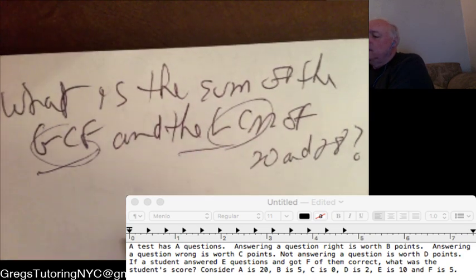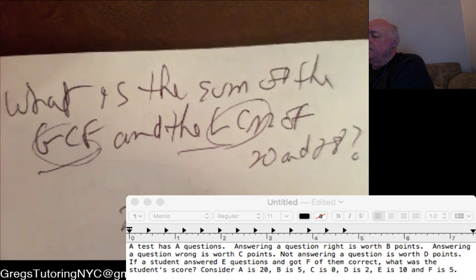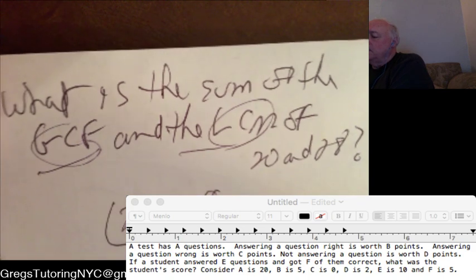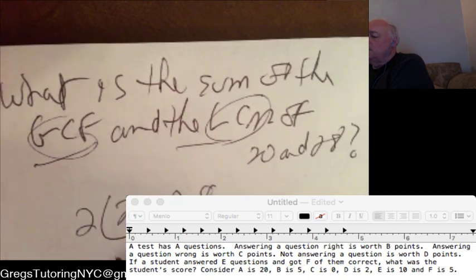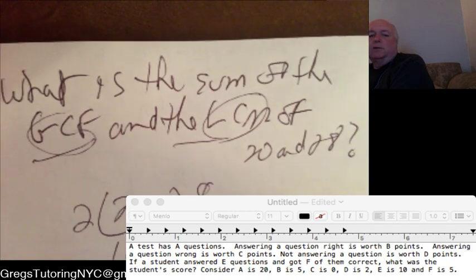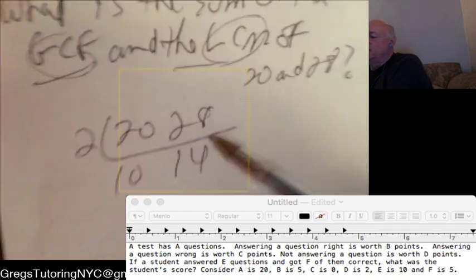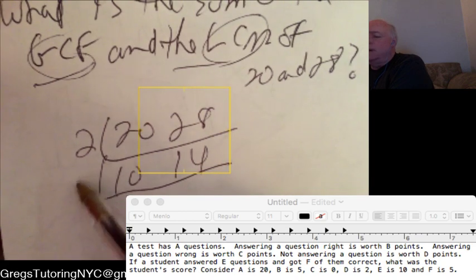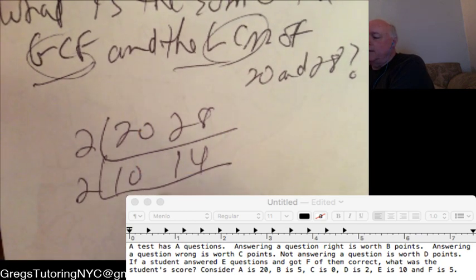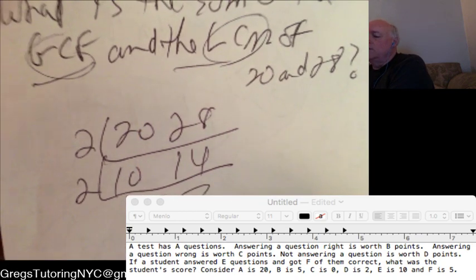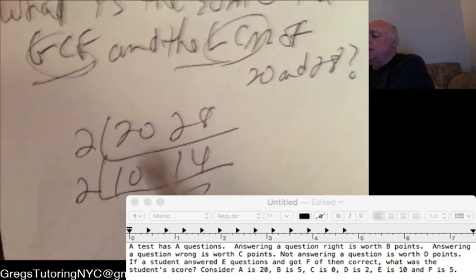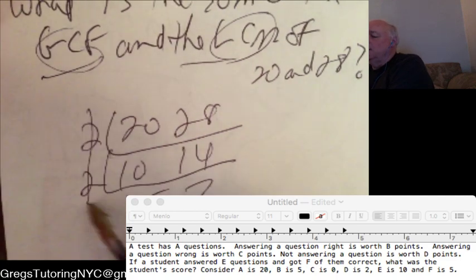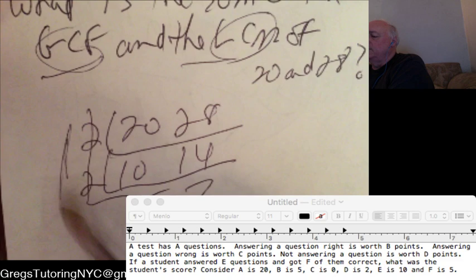So we're going to put both numbers up, and we're going to start dividing into them. 2 goes into 20 10 times. It goes into 28 14 times. Can we go another round? Yes, we can. 2 goes into 10 5 times, and it goes into 14 7 times. There's no more common divider here. So if we go this way, we get the LCM, and if we just go here, we get the GCF.